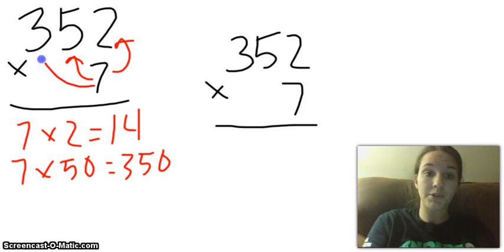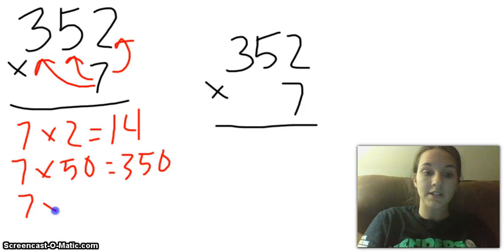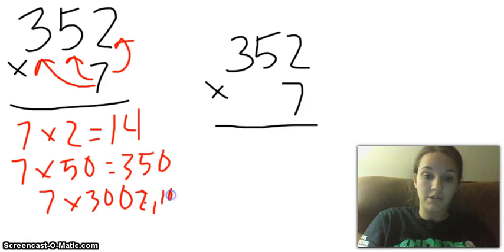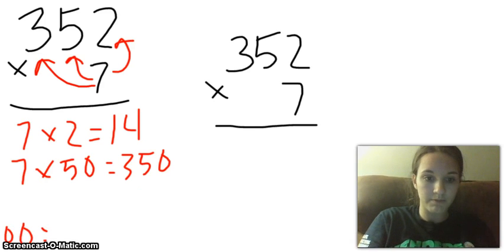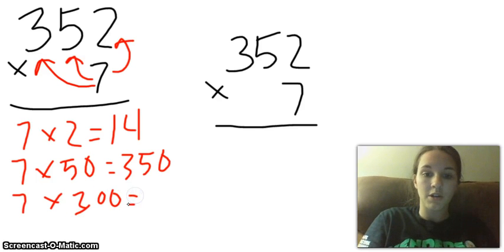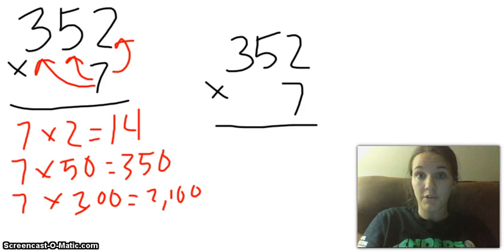And then I'm going to go to my hundreds. 7 times 300, because the value of that 3 is 300, which would give me 2,000. Wow, what did I just do? Uh-oh. I'll just rewrite that. 7 times 300 would give me 2,100. After you found all three partial products, you can go ahead and add the three partial products together.